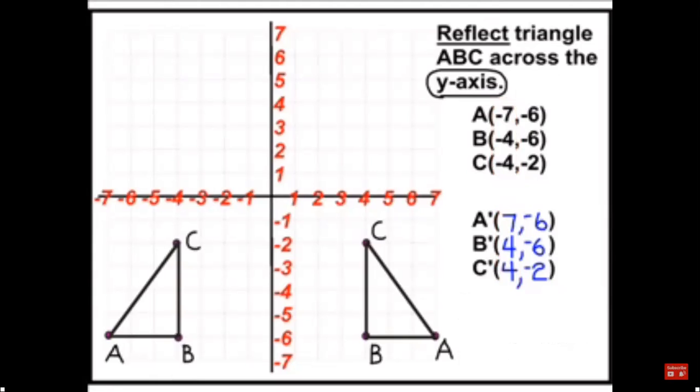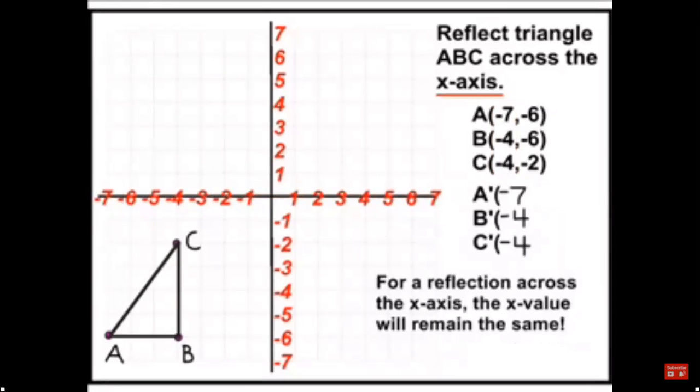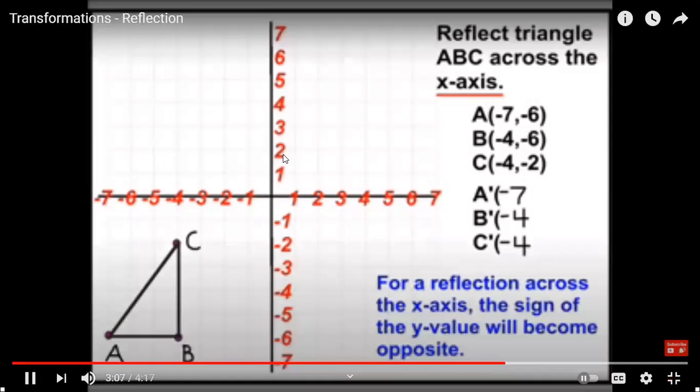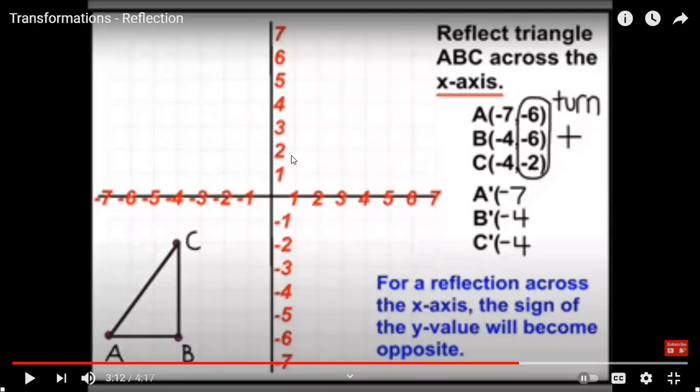Now let's use the same rule to reflect triangle ABC across the x-axis. The same rule will apply, except that when reflecting something across the x-axis, it's the x values which will remain the same, and it is the y values that we will have to change to the opposite sign of what it was. So let's just rewrite all the x values exactly the same: -7, -4, and -4. Now, let's take all of the y values. What do you expect with the y values now?